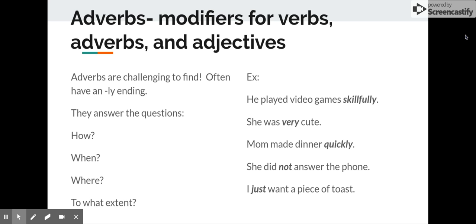Adverbs are largely frowned upon in formal writing. They can be used once in a while, but if you use too many adverbs, then your formal writing kind of loses its luster. So when we do writing and I try to teach you how to make your writing better, how to revise your writing, I'll often tell you to seek and destroy adverbs.